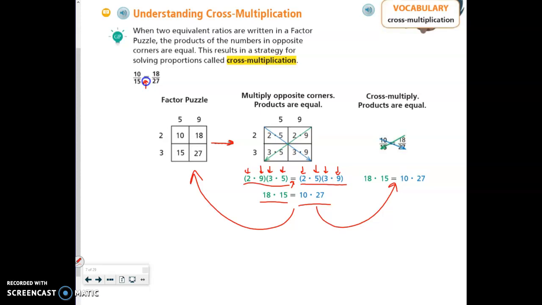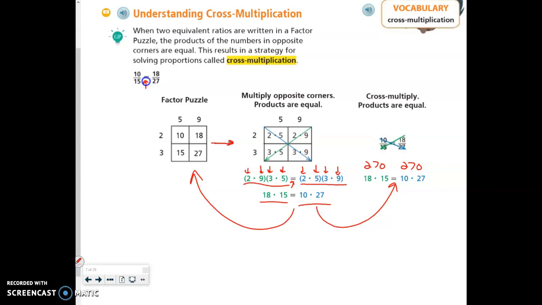Pretty straightforward. 10 times 27 is 270. And remember, we can use a calculator in this unit. If I really want to get something done a little quicker, I multiply 18 times 15 and also find 270. So we know that those are in balance because those two things are equal. Okay, so that's just where cross multiplication takes us to that little quicker step.